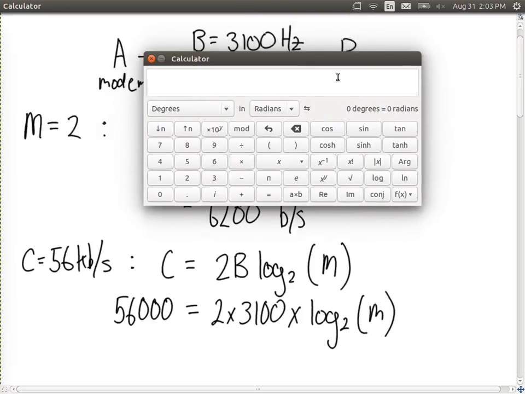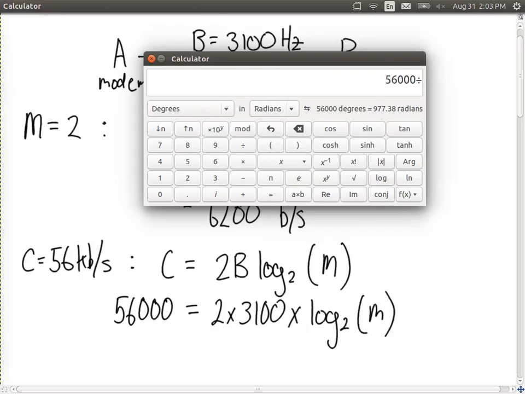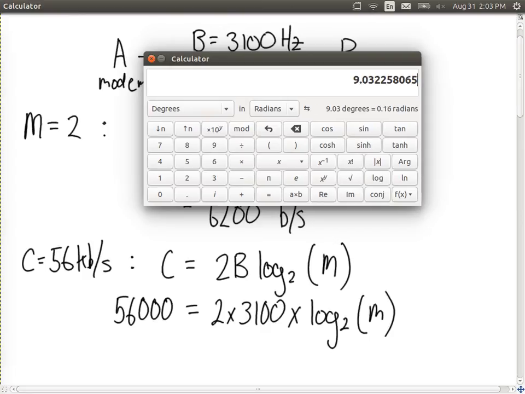So to find M, let's find at least log base 2 of M. So we've got 56,000 equals 2 times 3,100 times log base 2 of M. Let's rearrange. So 56,000 divided by 2 divided by 3,100 gives us about 9. Okay. Let's approximate to 9. It's a nice number here. It's very close to 9.